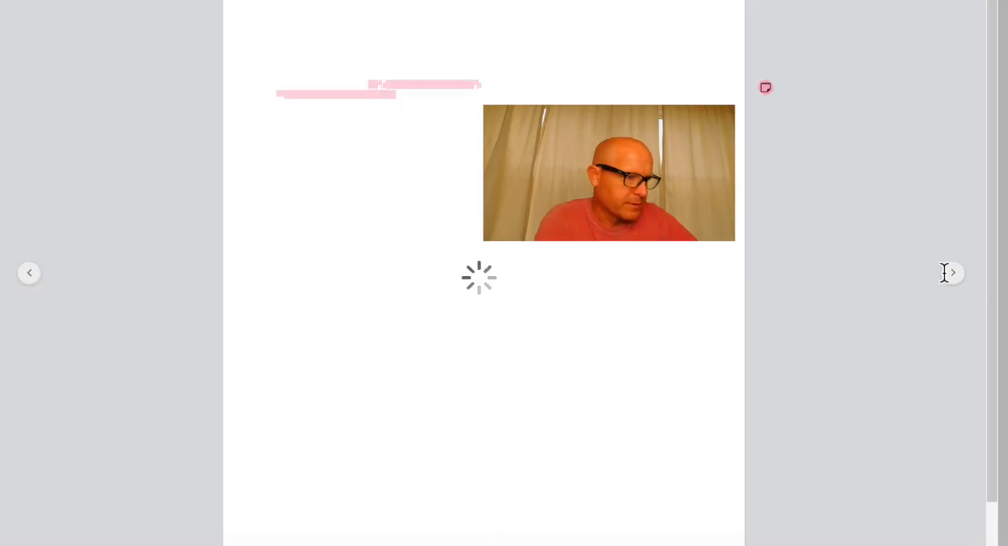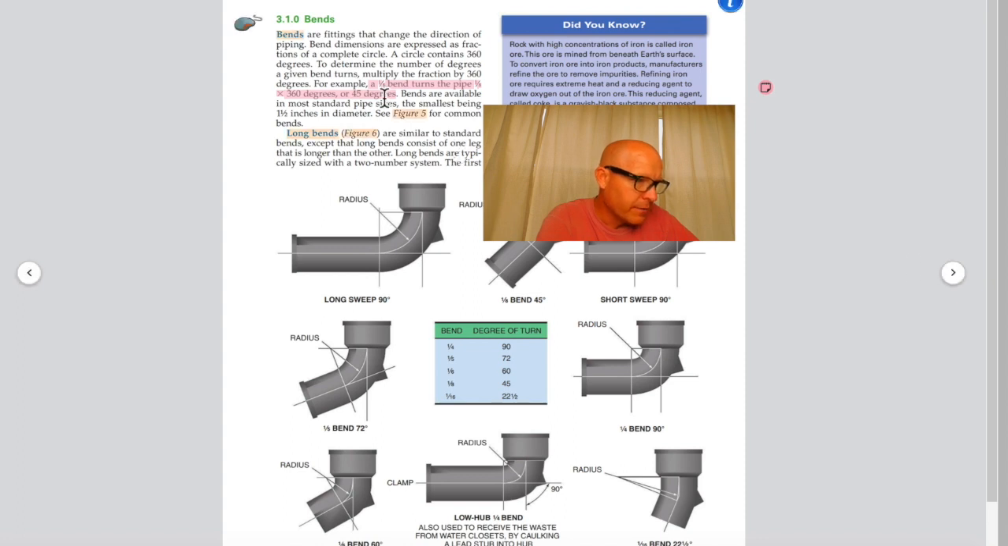All right, we talked about this somewhere else, but a 1/8 bend turns the pipe 1/8 times 360 degrees, which is 45 degrees. That is said to be 45 degrees. So a 1/8 bend is 45 degrees.